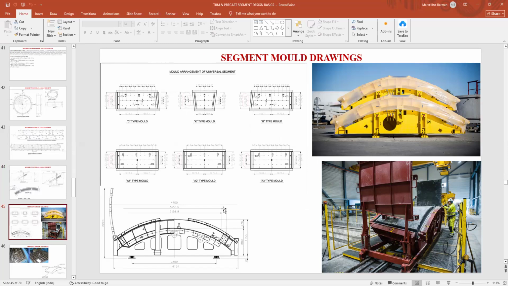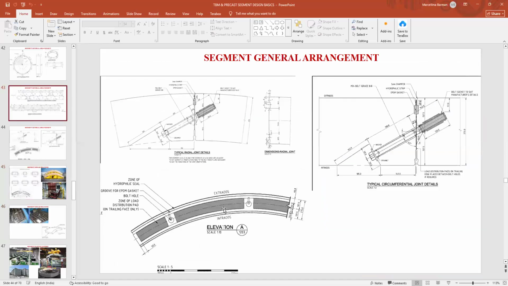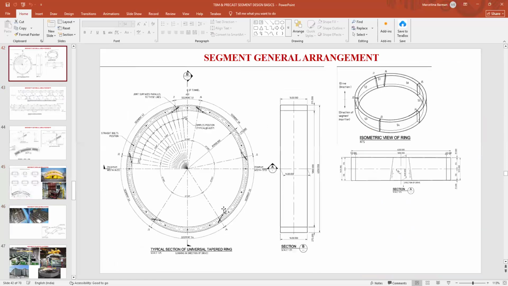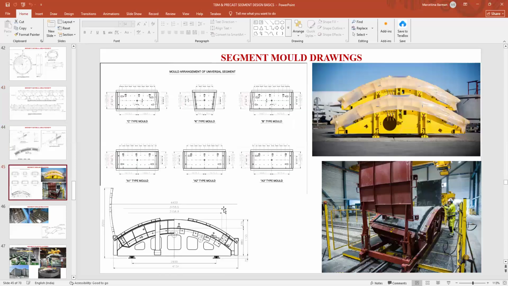The mold is coming. Now the designer needs to check that the mold dimensions are compatible with the segment general arrangement. So this is the segment general arrangement. You need to check with all the mold dimensions that the mold has sufficient tolerances, and that all the dimensions of my final segment lining are compatible with the mold dimensions. So for each type of segment, there are separate molds.